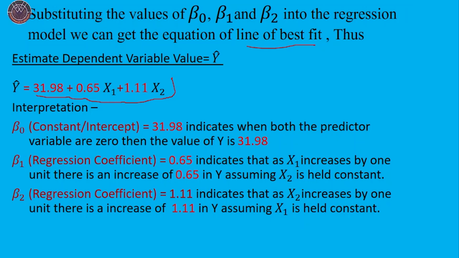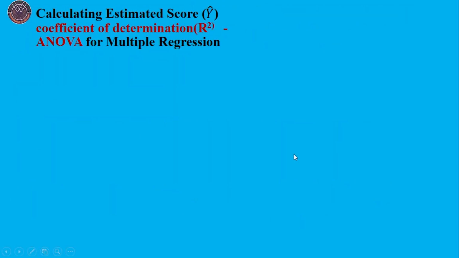So this is the explanation of the line of best fit. We have got the line of best fit from the observed set of data, that is beta 0 plus beta 1 x1 plus beta 2 x2. There is always a residual value. Our focus is to minimize that residual value so that our line of best fit is very close to the exact data. So now we have to perform the ANOVA, analysis of variance, to determine the coefficient of determination.